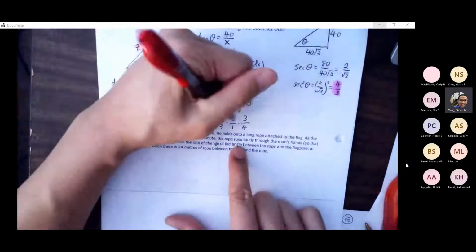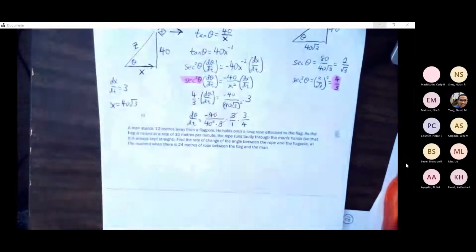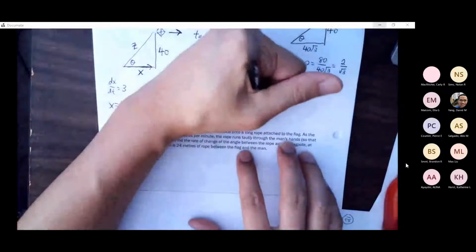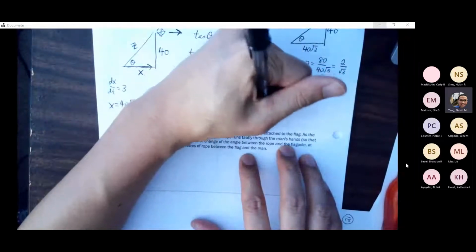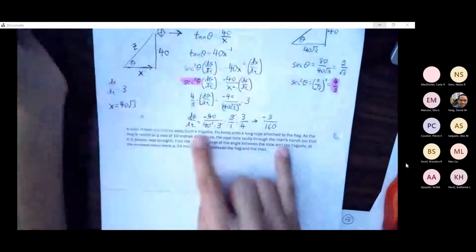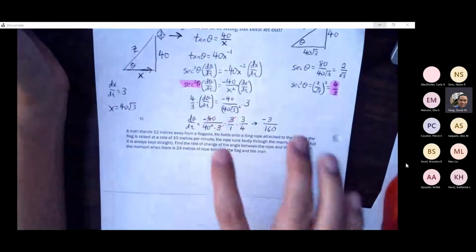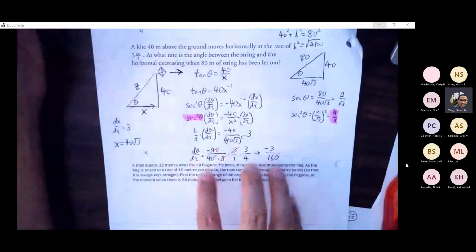Let's see some cleanup here. The 3's can cancel out. One of the 40's can go away. So I'm just left with negative 3 over 40 times 4, which is 160. So d theta dt is always in terms of radians, radians per time unit, radians per second.